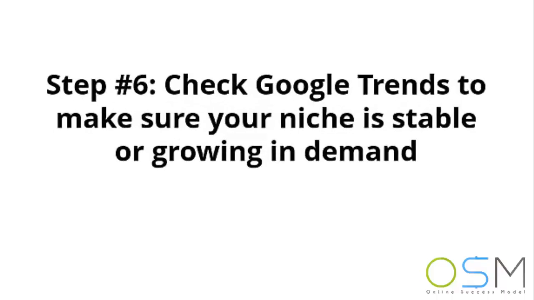Step number 6 in this is to use Google Trends. Now we're going to use Google Trends to see that our niche is stable or growing in demand or maybe seasonal. What do I mean by this? Well, first of all, this is a crucial step, because if you see the arrow going up or down or flatlining, it's going to tell you how popular this is getting or has become, or whether it was just a fad and it's on its way out.